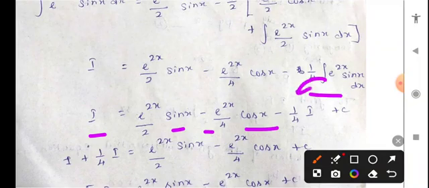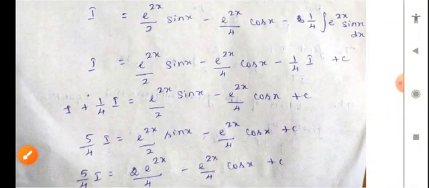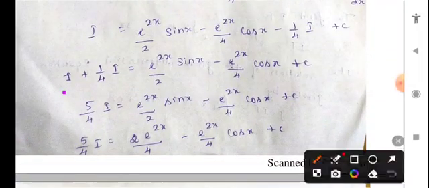So 1 by 4 into I plus c. Then we want to find the value of y only. For that, first we can rearrange this given differential equation. Send this minus 1 by 4 I from the right hand side to the left hand side, where I is already presented. It becomes a plus term: I plus 1 by 4 into I equals e power 2x sin x minus e power 2x divided by 4 into cos x plus c.